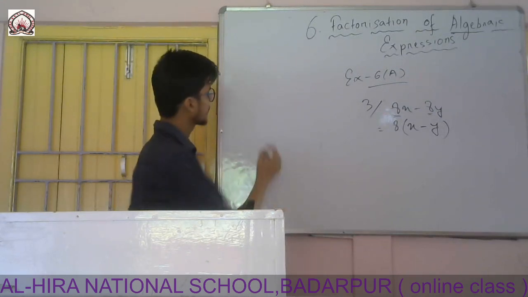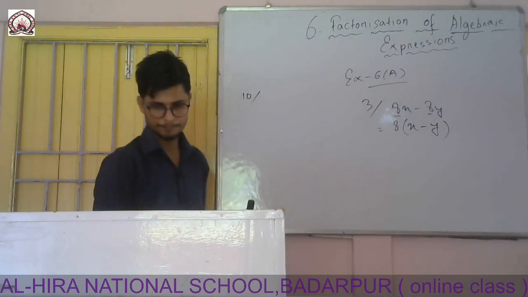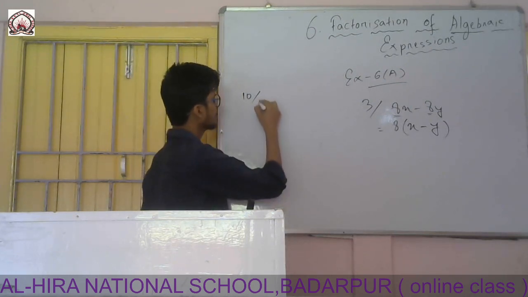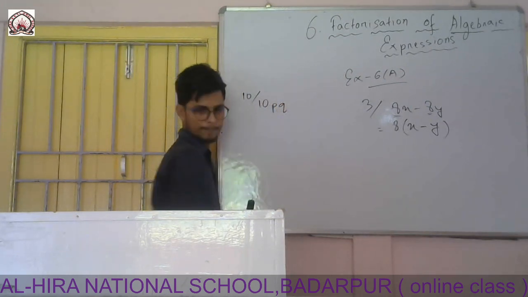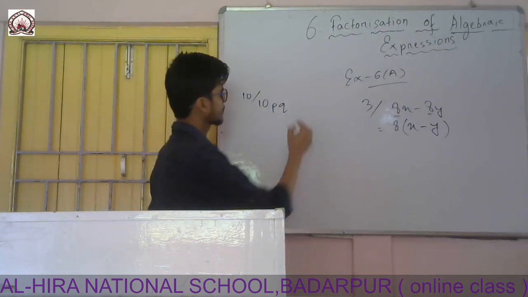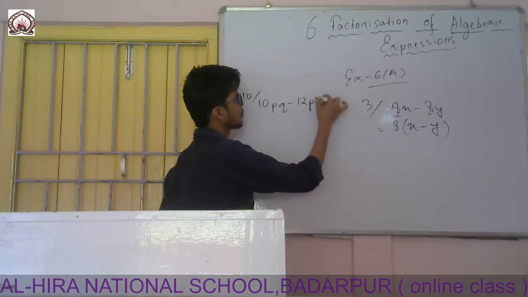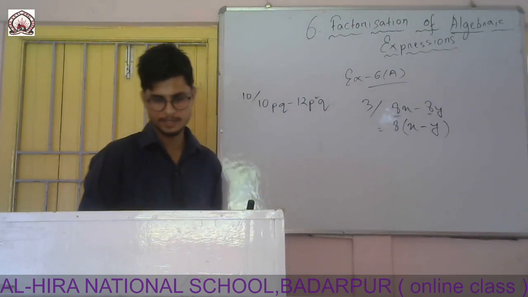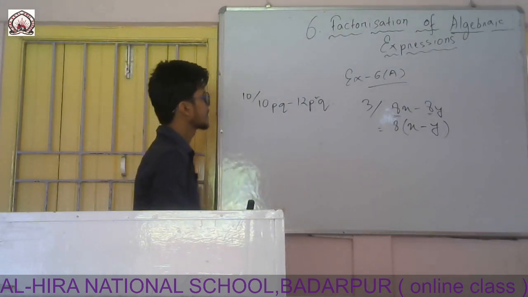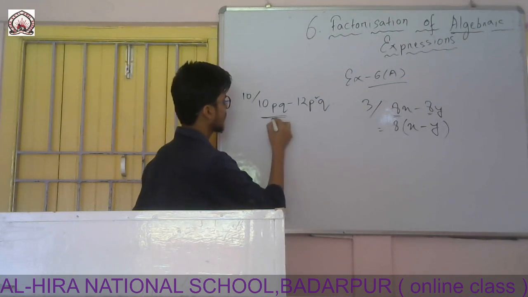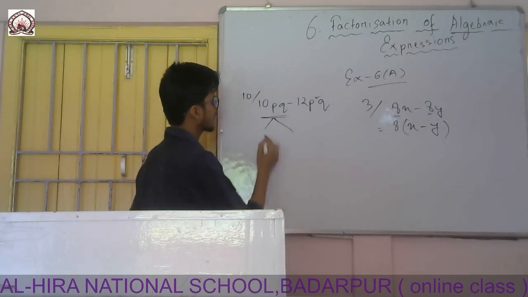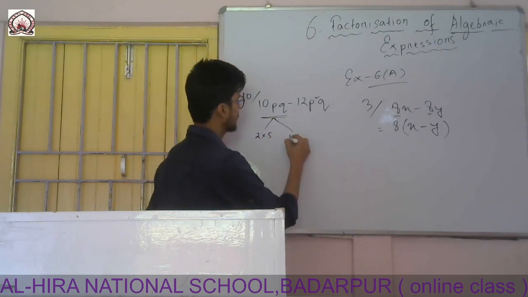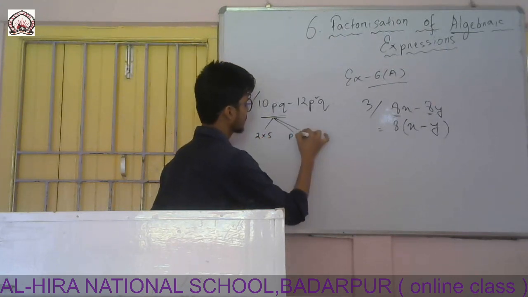Now let's do question number 10. The question is 10pq minus 12p squared q. In this case, if I simply break this down, 10 will be 2 into 5, then one p and one q.